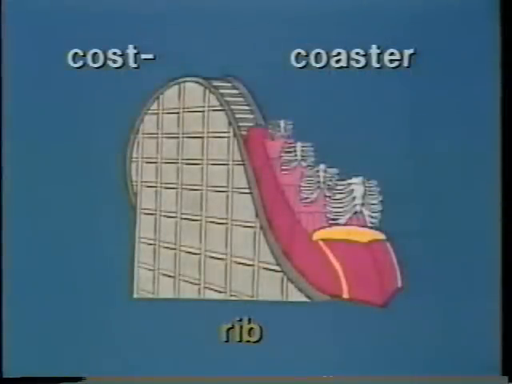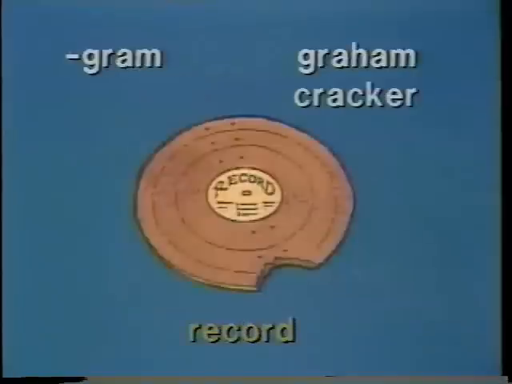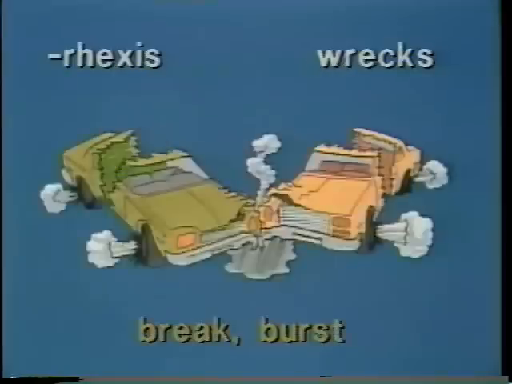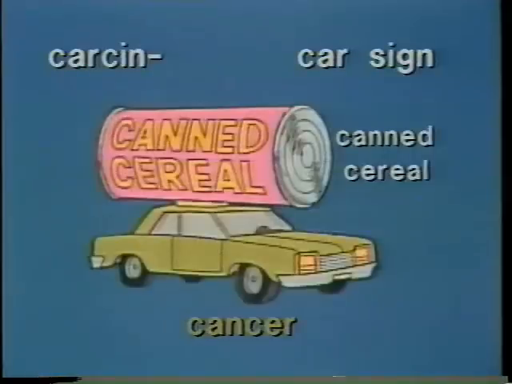Let's review these first 5 elements. Cost, coaster, rib. Gram, graham cracker, record. Acro, acrobat, extremities. Rexus, Rex, break, burst. Carson, car sign, canned cereal, cancer.